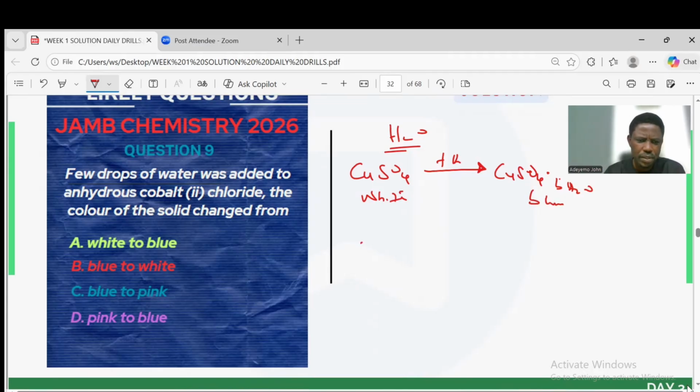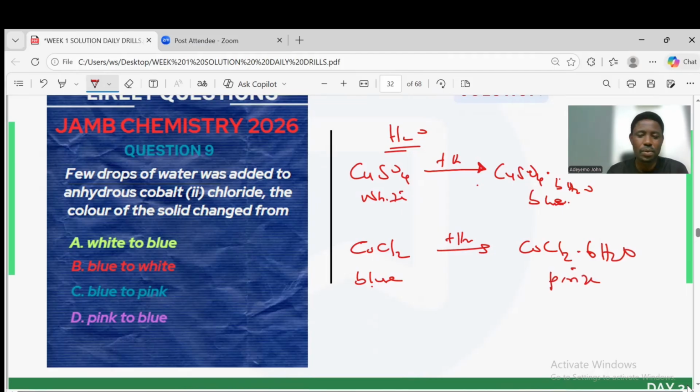Okay, now cobalt chloride too, CoCl2, is blue in color. You can see why I started from this, because you end with blue. And this is actually blue in color for the anhydrous. When you add water to it, it takes 6 molecules of water. So it turns pink. So what's the answer now? That is blue to pink. Can you see that? Please take note of this. Don't forget this. All right. It's very important for you to see that.